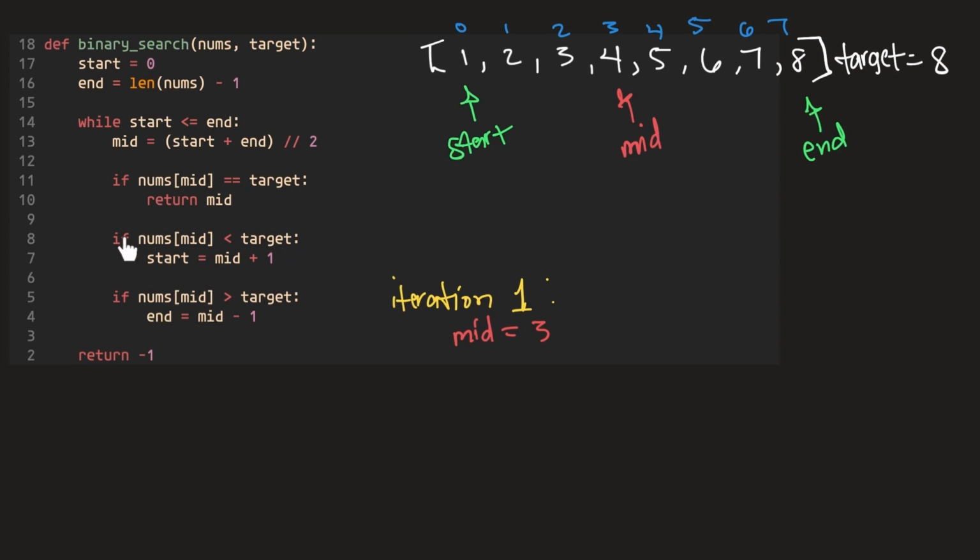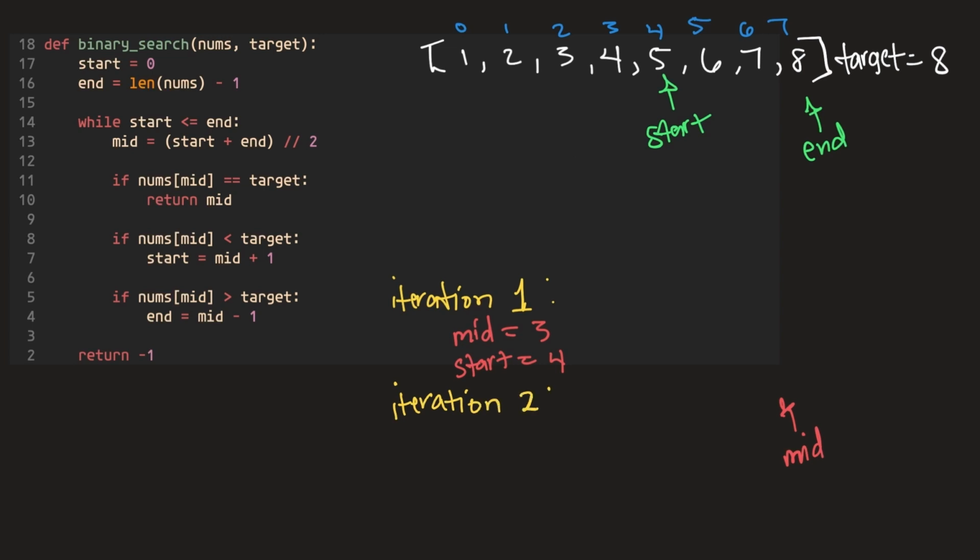So that means that we're going to do this line of code here. We're going to set our start equal to mid plus 1. So our start is going to get moved to mid plus 1. And let's move our mid out of the way. So within this first iteration, we're setting our start equal to mid plus 1, which is index 4. So here start equals index 4. And then we move on to the next iteration of this while loop.